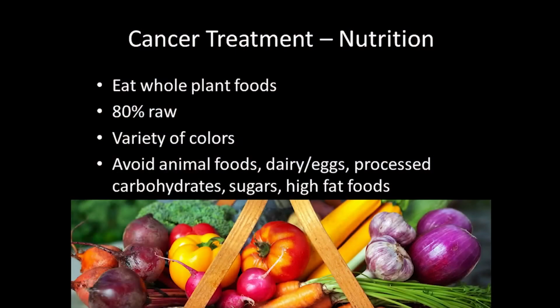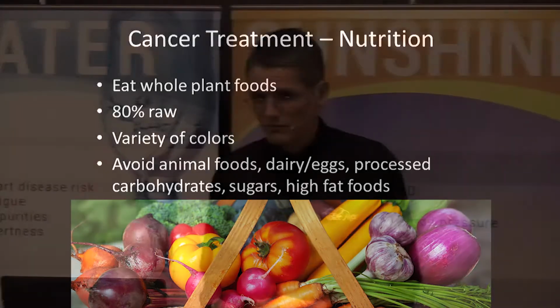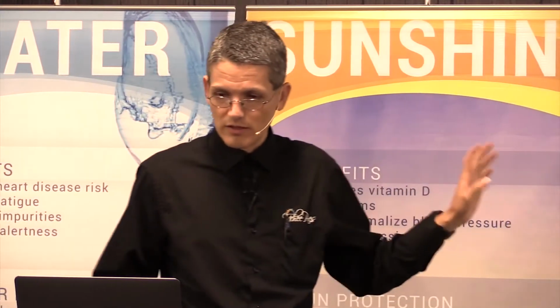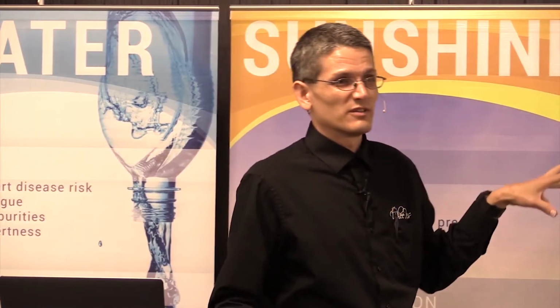And then you want to avoid the animal foods, dairy, eggs, processed carbohydrates, sugars, high fatty foods, and so on and so forth. All of those are going to be things that you love but do not love you in return, but your cancer loves it and it doesn't love you in return. Right? So stay away from those things. Eat the stuff above. Right?